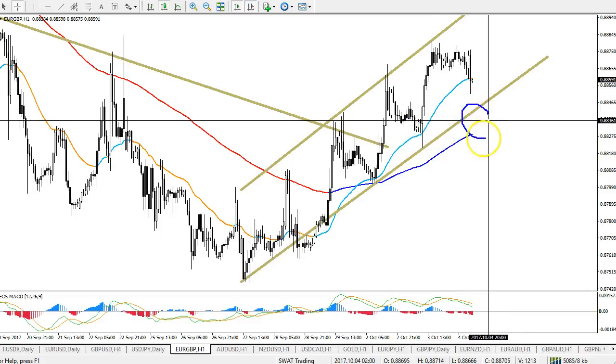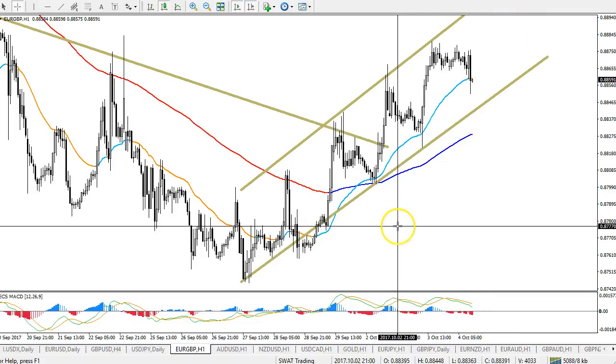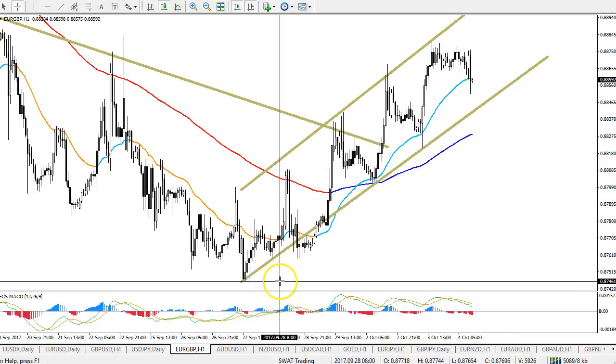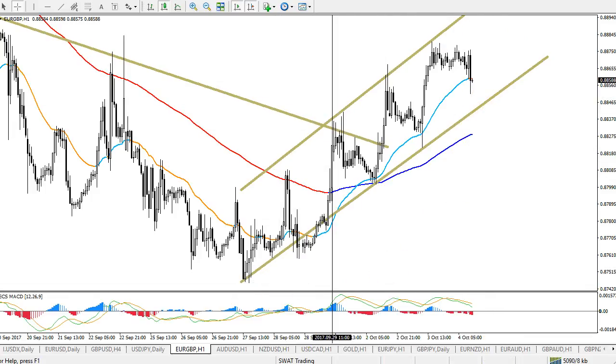Otherwise, I think bullish candlestick reactions in here could still be a good move up to 89 and perhaps further, right, within this channel. So looking for a bounce basically on the euro pound.